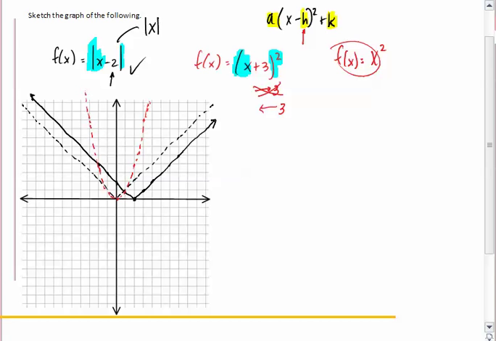There's the parent graph. Now, I'm going to take every point that I just plotted, and I'm going to move it to the left 3. There's the origin, the vertex, excuse me. There are those. Over 2, up 4. From the vertex, I'm going to go over 2, up 4, because I know that's the shape of it. And then from the vertex, I'm going to go to the left 2, up 4, and that gives me my really helpful guides.